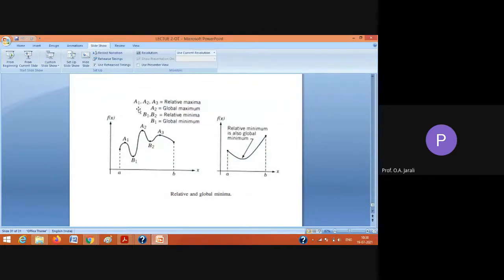Then see here, a1, a2, a3, upper curve a1, a2, a3 are relative maxima. These are called relative maxima.